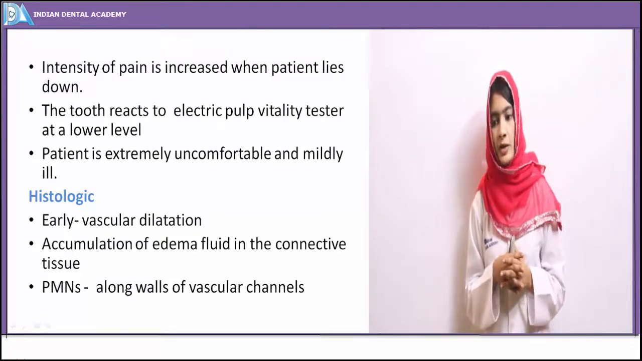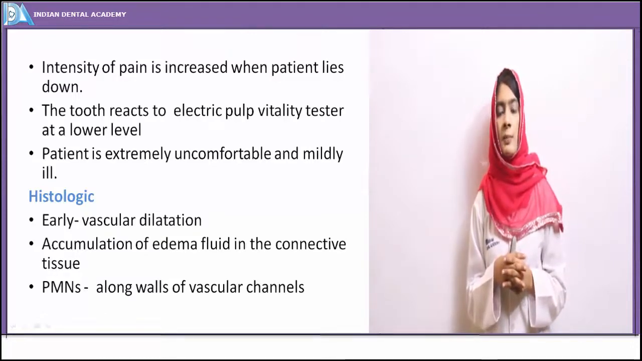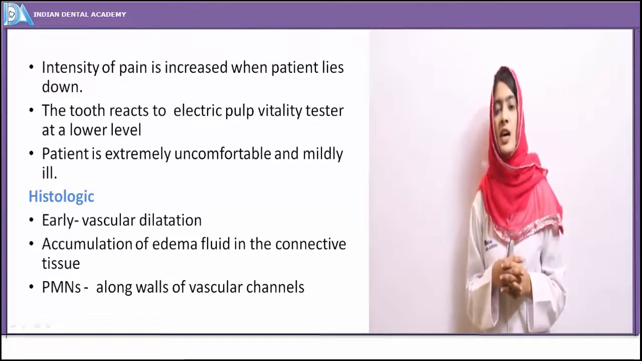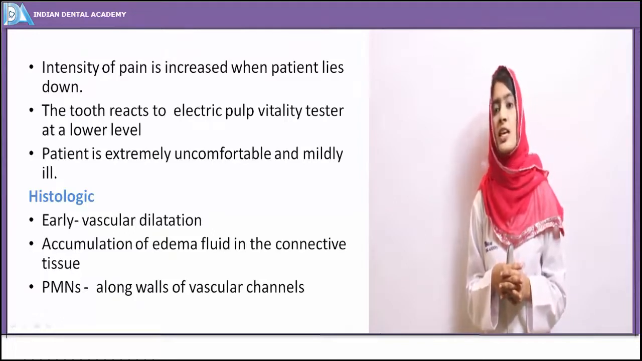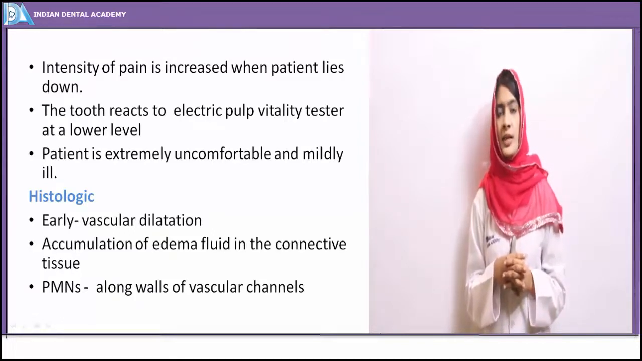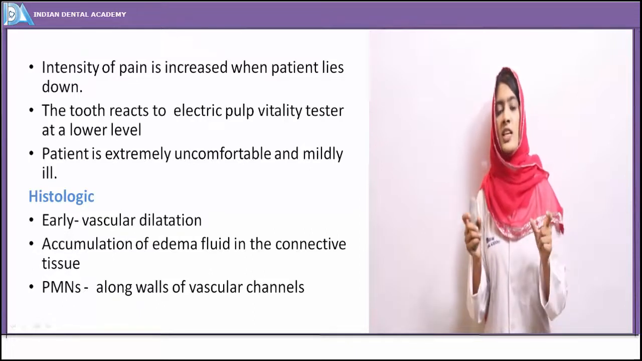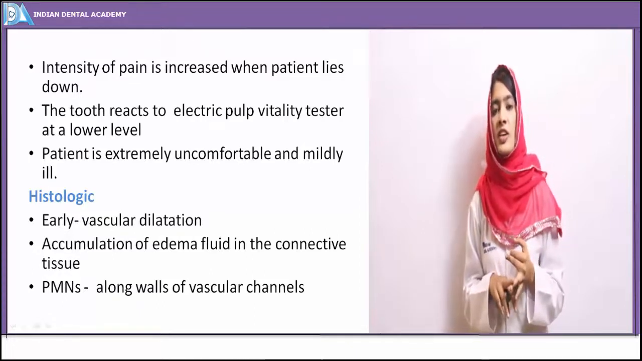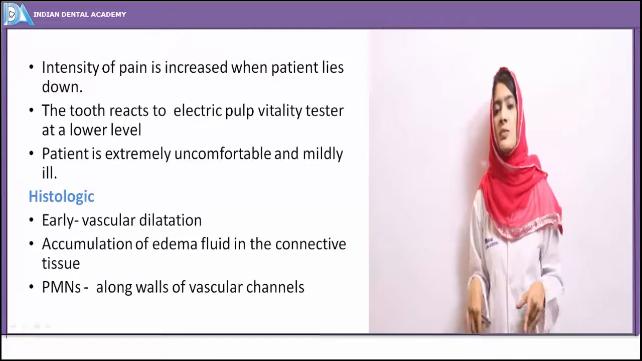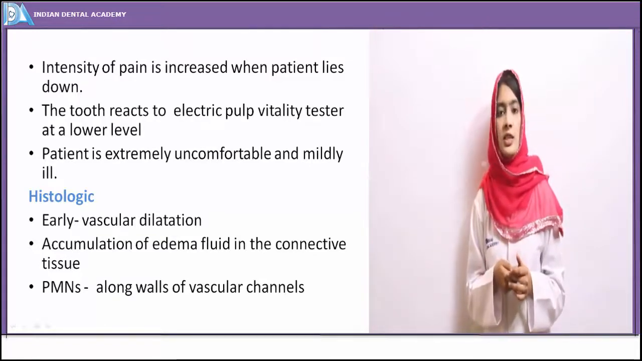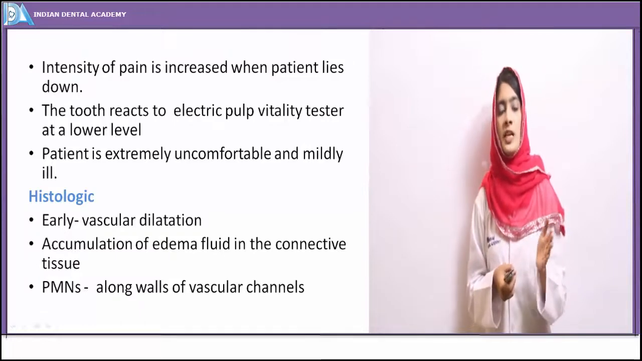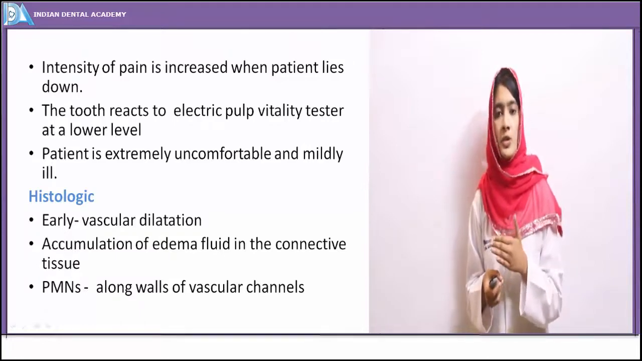When you see the microscopic picture of early or acute pulpitis, there is dilatation of pulp vessels, and early features of inflammation are present. Inflammatory cells are present; polymorphonuclear leukocytes begin to appear along the wall of vascular channels, and lymphocytes show features of diapedesis and arrange themselves along the blood vessels. An accumulation of edema fluid in the connective tissue is seen. So the beginning picture of microscopic inflammation is seen here.